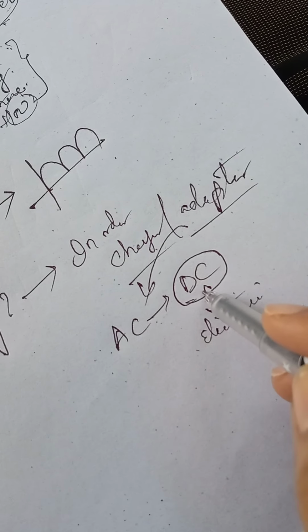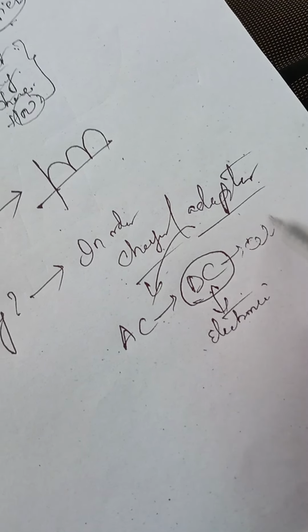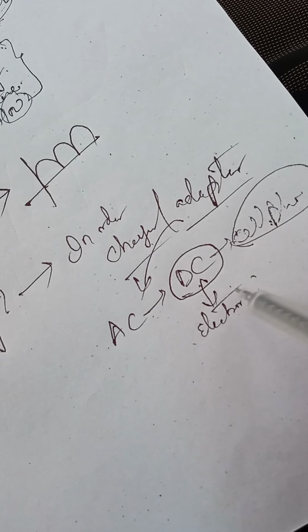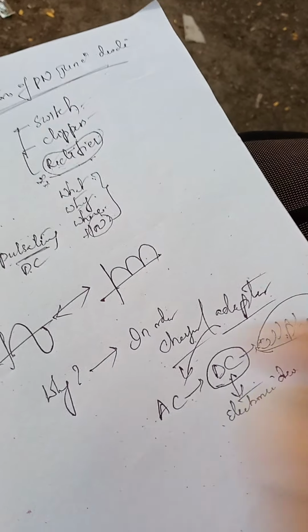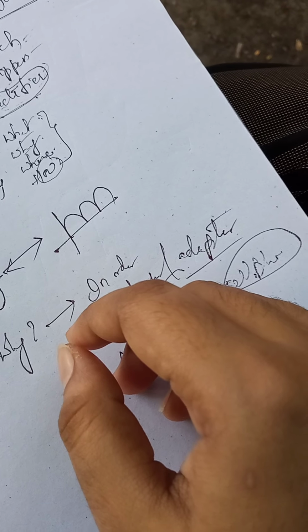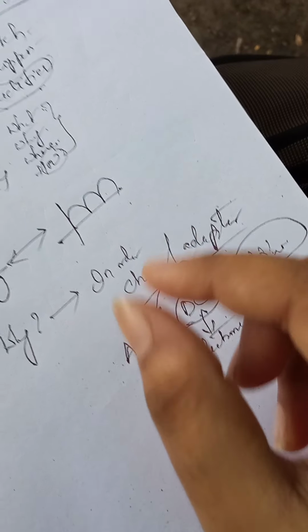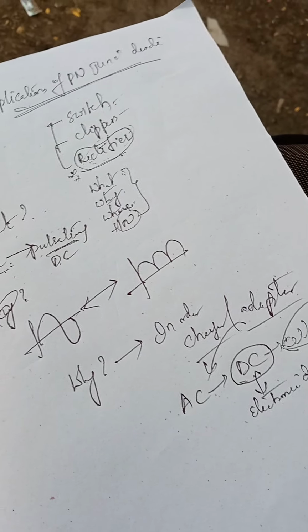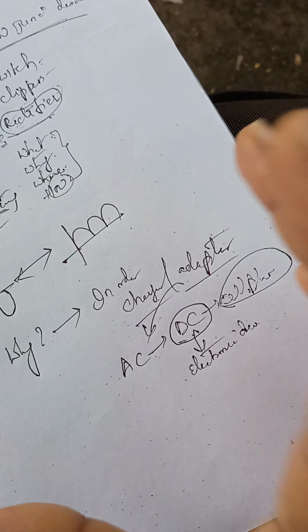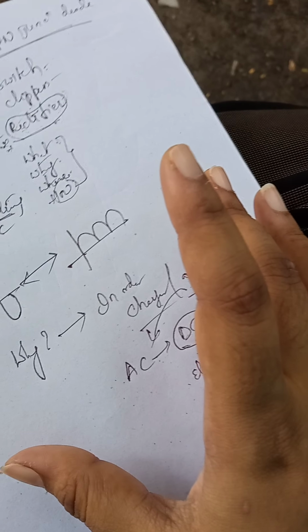This DC is required by all electronic components. This DC supply is given to your mobile phone, which is internally made up of electronic devices. Do remember, almost all electronic devices depend only on the DC supply, because they are very sensitive to temperature and their size is also very small. If we give AC directly to these electronic components, they can't tolerate that much supply and simply they will get damaged.